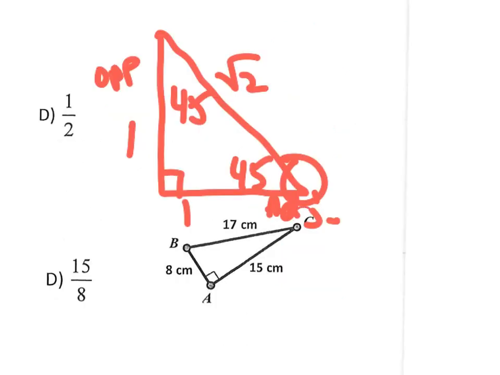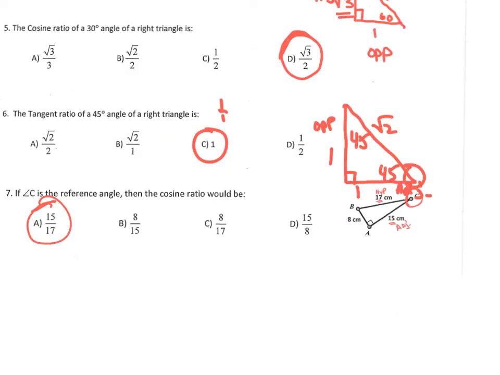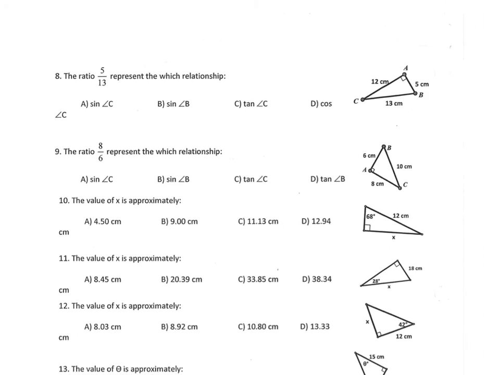Next question, if C is the reference angle, then the cosine ratio would be, so zooming in on the triangle, here's reference angle C, then the cosine ratio would be the adjacent to the hypotenuse, which would be 15 over 17. So that's answer A. First of all, fixing number 8 because it printed strangely, this is the cosine of angle C. That's this angle C that printed at the bottom.